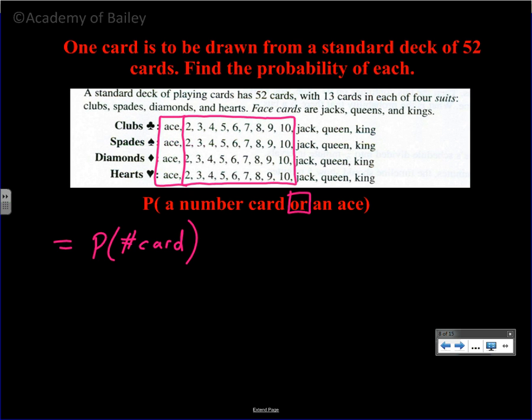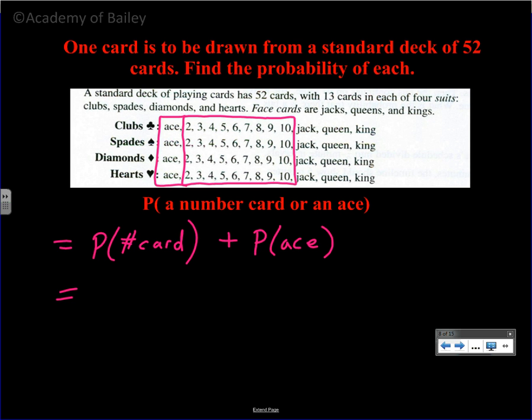And so that's going to be mutually exclusive or overlapping. That's what the formulas say. The formulas use the word or in those two events. And are there any aces that are also number cards, or any number cards that are also aces? And that would be a negative. So therefore, this is mutually exclusive. And we just add those two probabilities together.